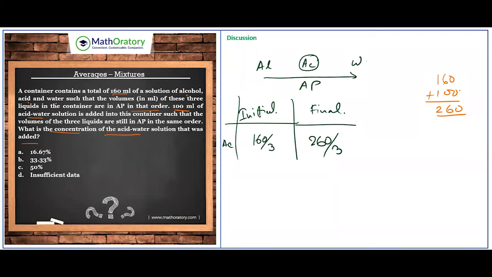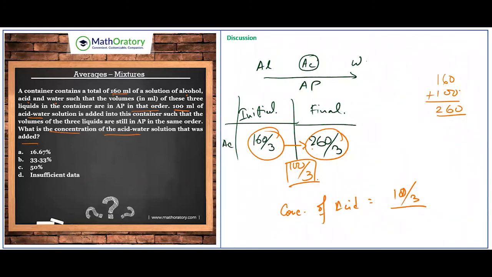So concentration of acid is how much? See, first of all, this increase in acid happened because of that additional acid water solution that we added, right? In that, we should have 100 by 3 acid that we are adding, but the total volume of that solution that we added was 100 ml, if you remember. So the concentration of acid should be 100 by 3 upon 100, which is simply 1 by 3, right? Which is 33.33%. And that is in the option, one third.